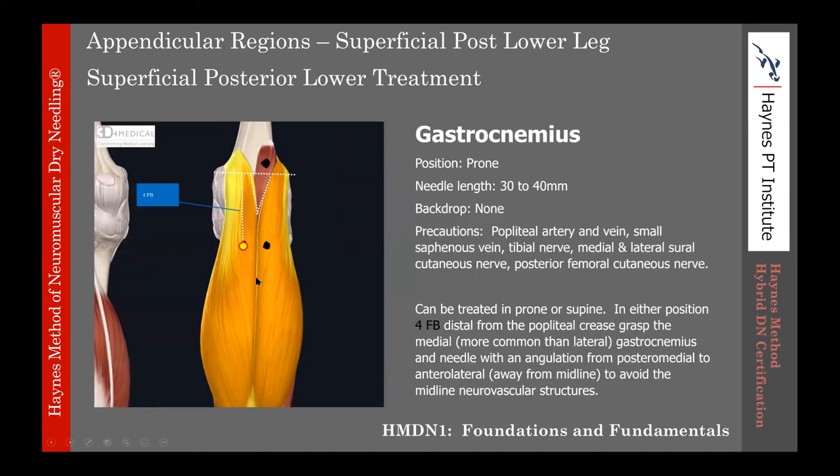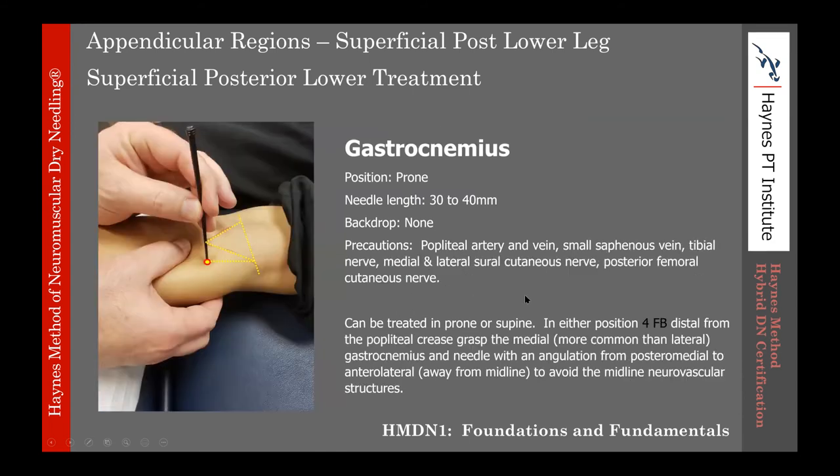So gastroc, we will, and it can be treated in both prone or supine. Here, we're going to do it in prone. It would be four finger breadths distal from the popliteal crease. We're going to grasp the medial, which is more common than the lateral. We're going to do both. Head of the gastroc, and we're going to needle with an angulation from posteromedial to anterolateral, so away from midline, so we avoid the remaining neurovascular structures as they're coming down into the calf.